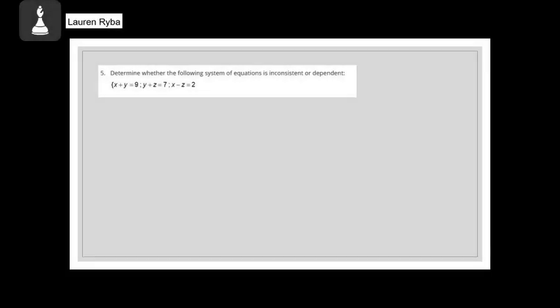Next one is x plus y equals 9, y plus z equals 7, and x minus z equals 2. For this one, let me stack them up here. They're all kind of all over the place. This one only has x and y. This one has y and z. This has x and z. So what I did was I went for a substitution method.